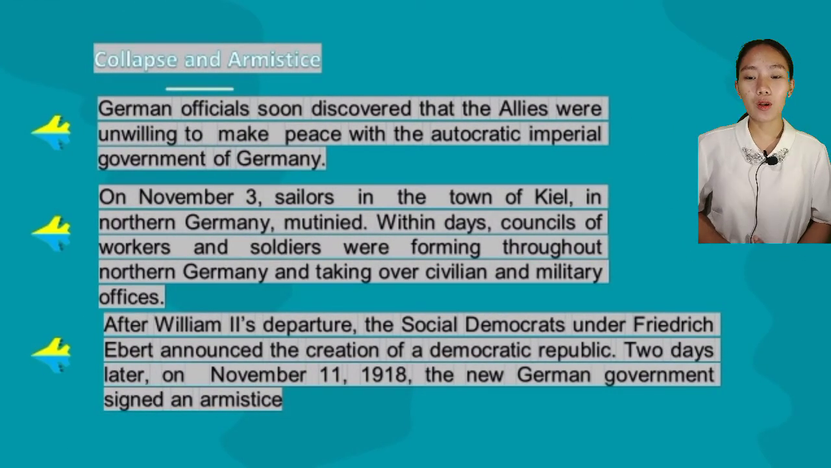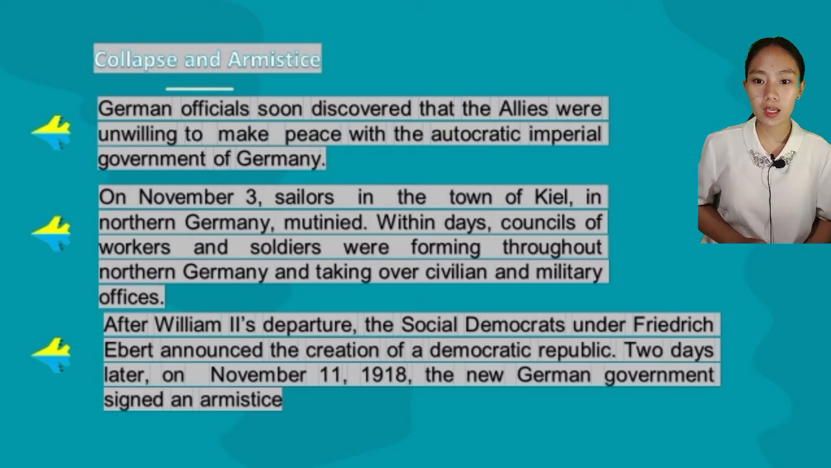So we will now tackle the collapse and armistice. German officials soon discovered that the Allies were unwilling to make peace with the autocratic imperial government of Germany. Reforms were begun to create a liberal government, but these efforts came too late for the exhausted and angry German people. On November 3, sailors in the town of Kiel in northern Germany mutinied. Within days, councils of workers and soldiers were forming throughout northern Germany and taking over from civilian and military officers.